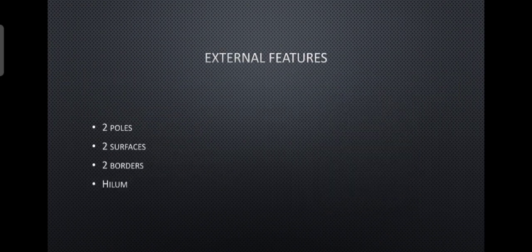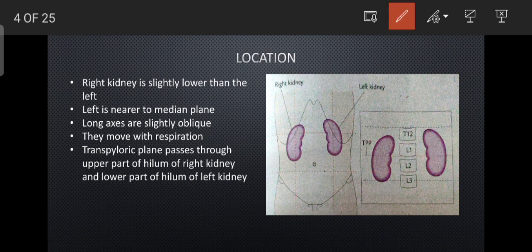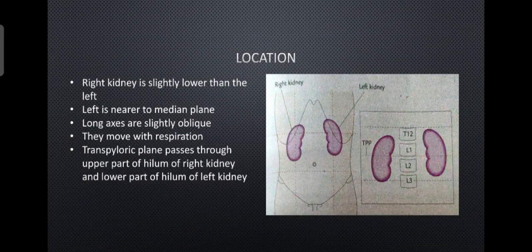See here, usually when there is a straight long axis, it will be like this, but kidneys have the long axis slightly in this manner. As a result, we have the apex. See, this is the apex. We have the apex close to that of the median plane, while the base is away from that of the median plane. So we can find the apex just 2.5 centimeter from the median plane, and the hilum at 5 centimeter, and the lower pole at 7.5 centimeter. So this is the oblique axis of the kidney.